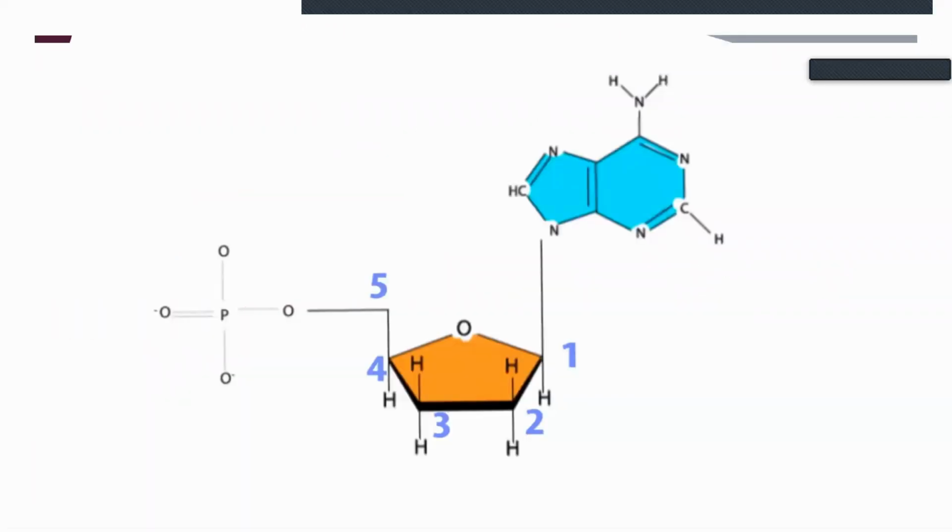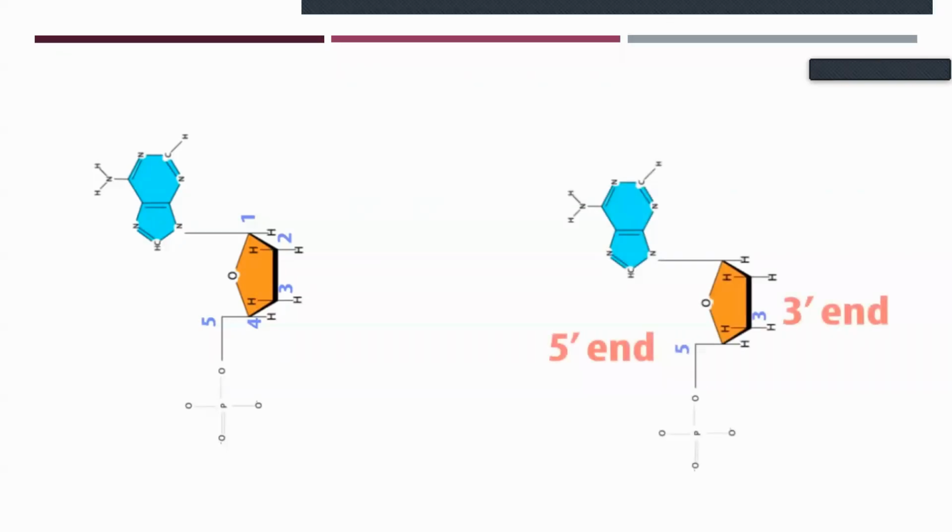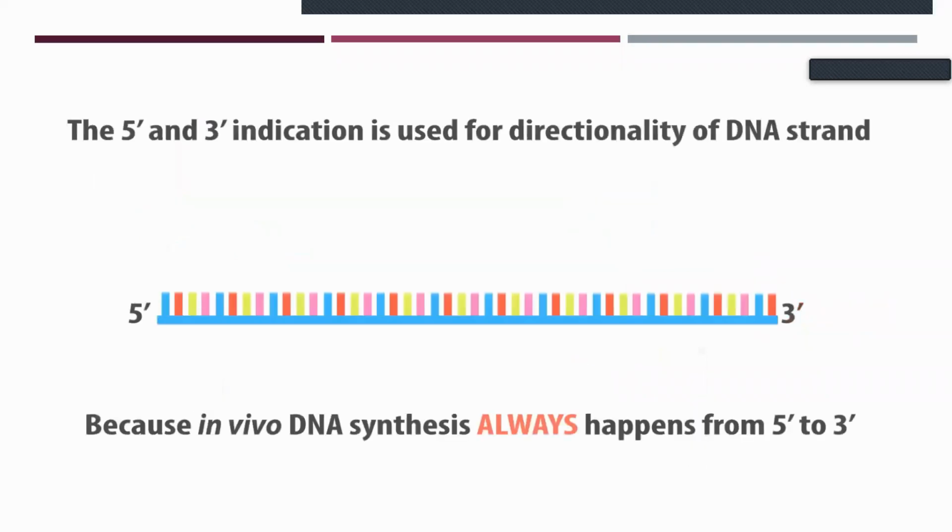So why do we say this? Obviously because of the location of the carbon atom, right? If you place it in this way, you can see here will be the 5 and 3 end. If you make a chain out of it, the chain will end either at 5 or at 3. It has to be one of the two. And this is used for the direction of the DNA strand.